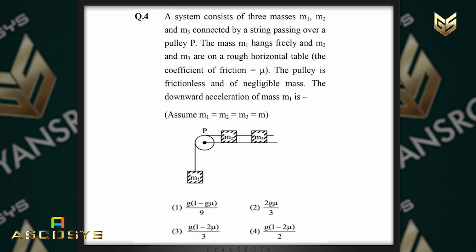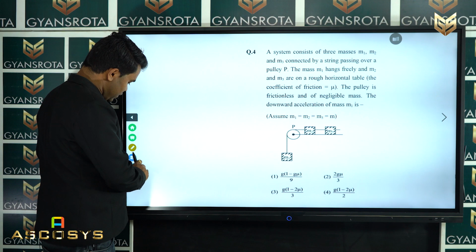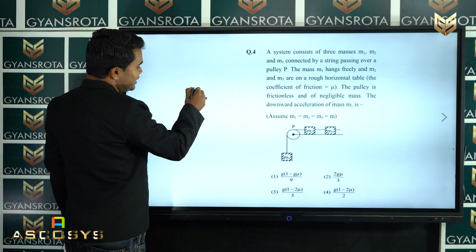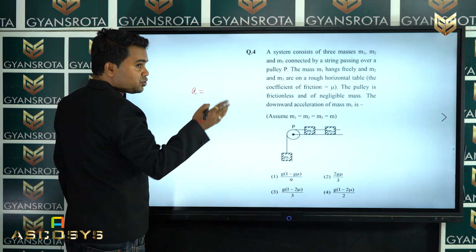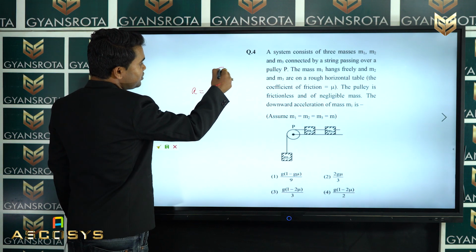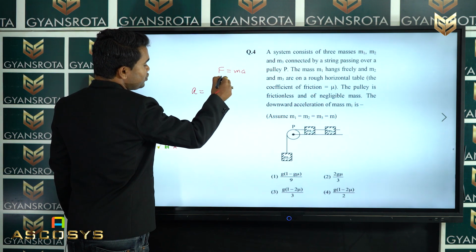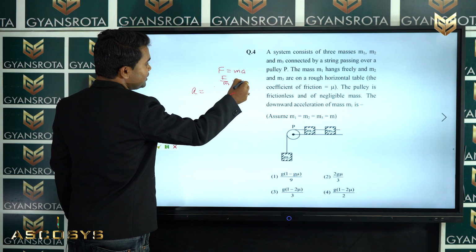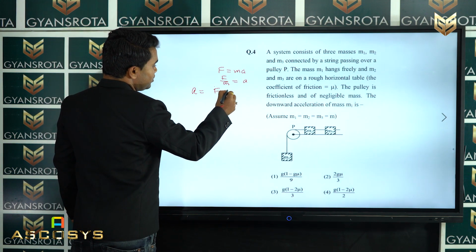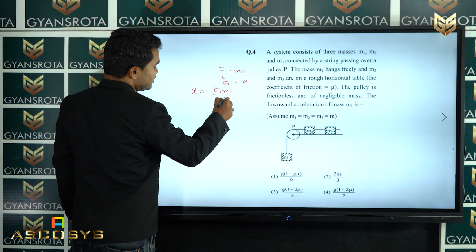The downward acceleration of mass m1 is? Assume that m1, m2 and m3 are equal, each given by m. So, Newton's laws of motion you have to apply here. See, F equals ma, so acceleration will be F divided by m. So, your force divided by total mass.